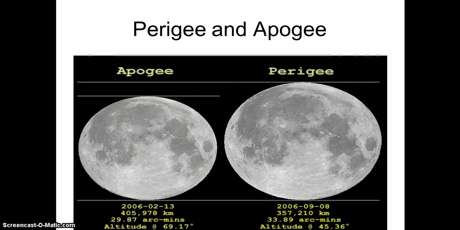This is the appearance of the Moon during apogee and perigee. It's one of the reasons why we see the Moon looking a lot larger sometimes than other times. When it's really, really large, we're probably experiencing a perigee. When it's smaller, it's probably at apogee. And this would occur approximately once a month.